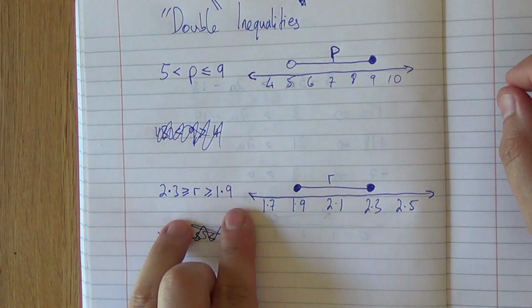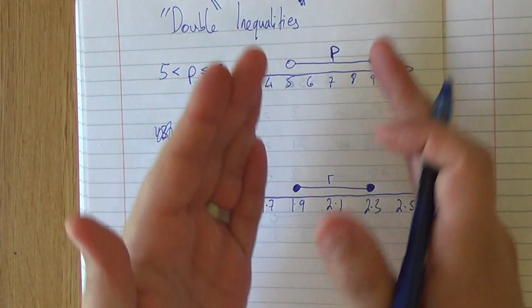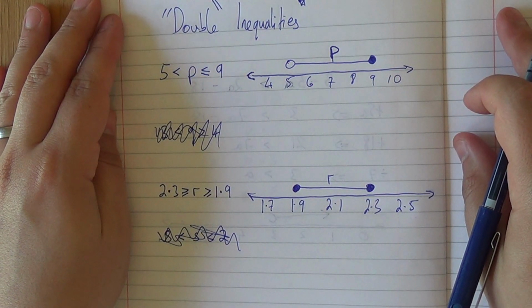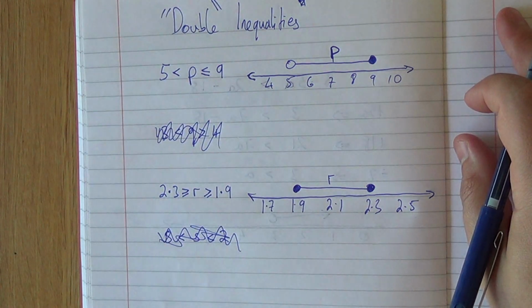So you can join these inequalities together to get discrete or smaller chunks of the number line rather than the extended arrows pointing on forever.